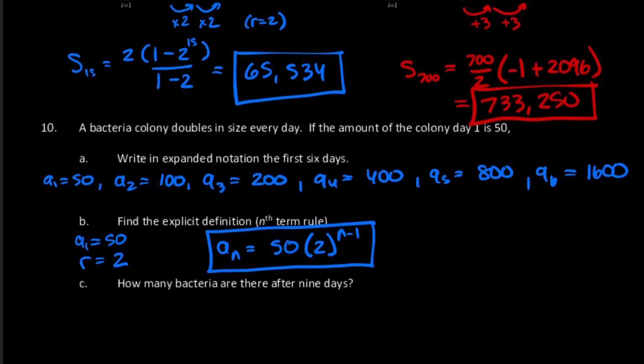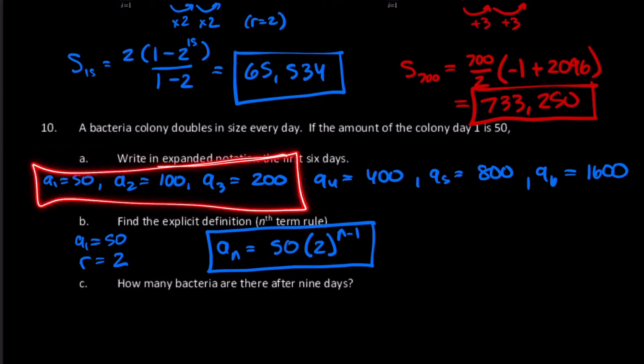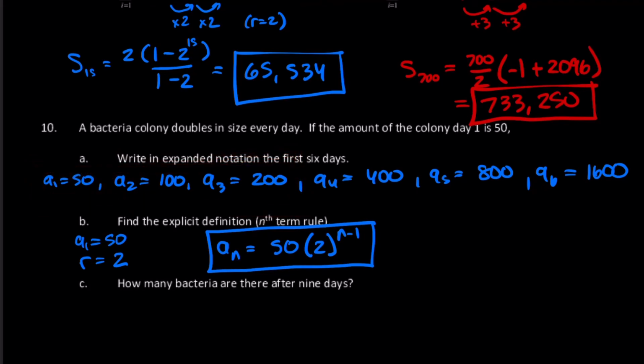Now, here's where it gets a little confusing with these application problems. It says, how many bacteria are there after 9 days? Well, the population doubles every day. This is not a sum question, because after day 2, there is not 150 bacteria. After day 3, there's not 350 bacteria. So believe it or not, this is not a sum, this is an A sub n. So I want A sub 9.